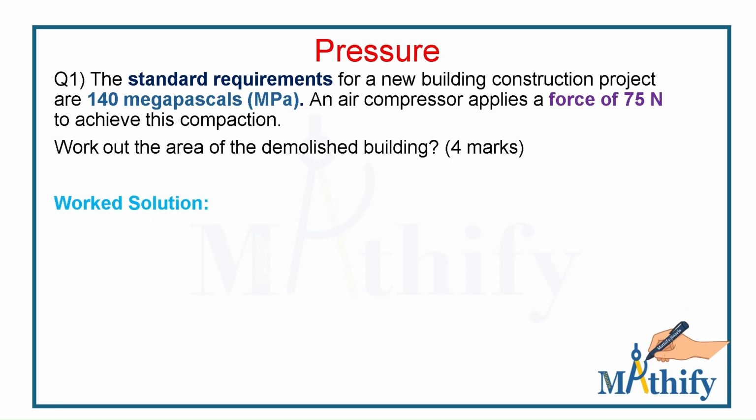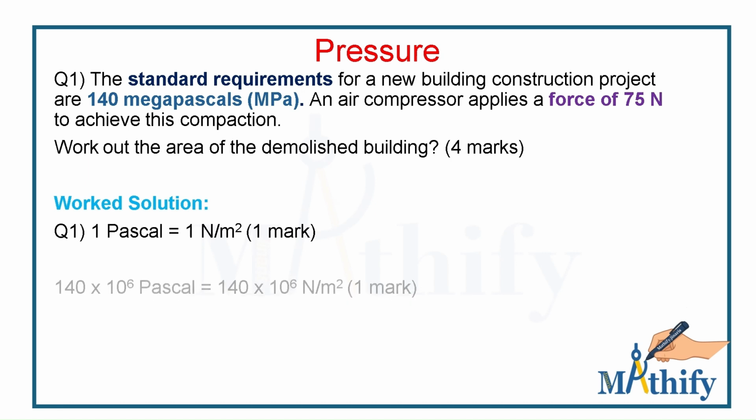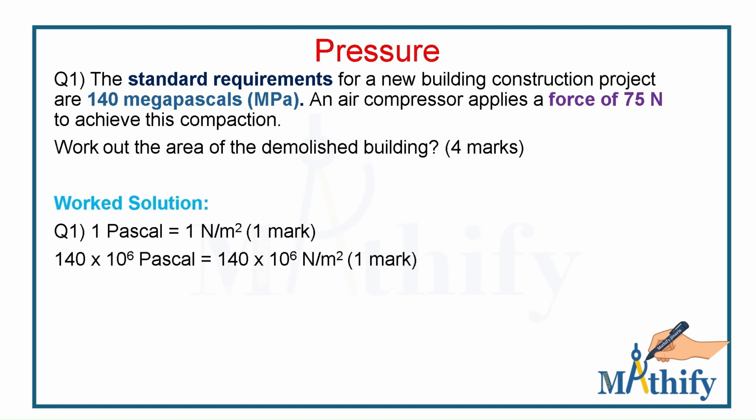So we are given 140 megapascals. Remember, 1 pascal is equal to 1 newton per meter squared. So this means that 140 times 10 to the 6 pascals, note that 1 megapascal is 1 times 10 to the power of 6 pascals. Therefore, 140 times 10 to the power of 6 pascals can be converted into 140 times 10 to the power of 6 newtons per meter squared. These are your 2 marks secured.